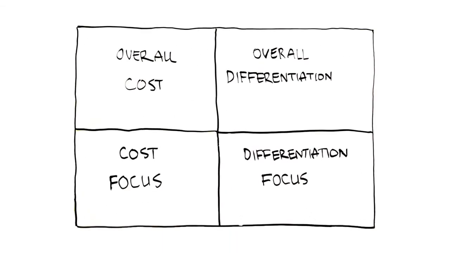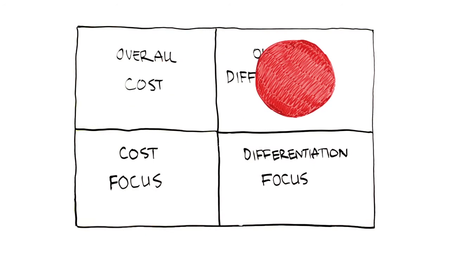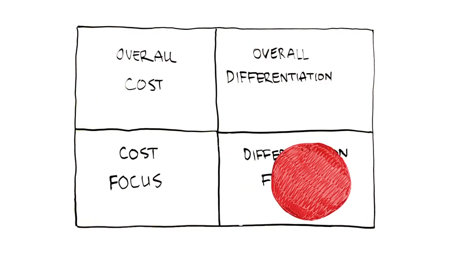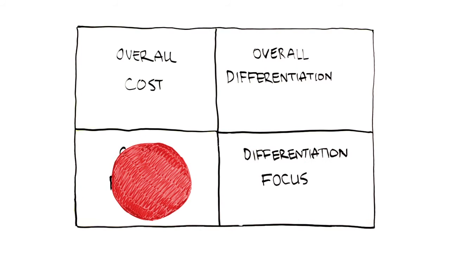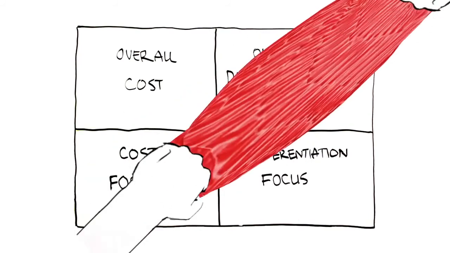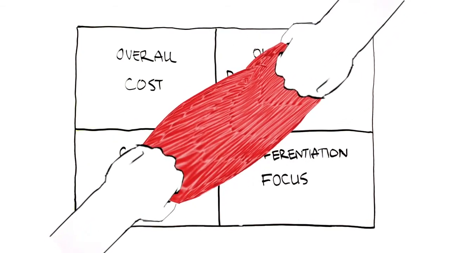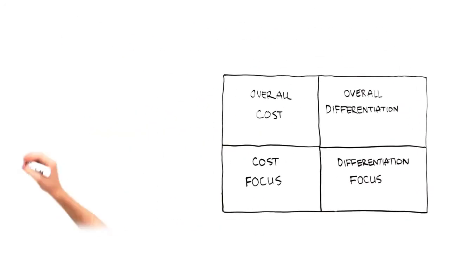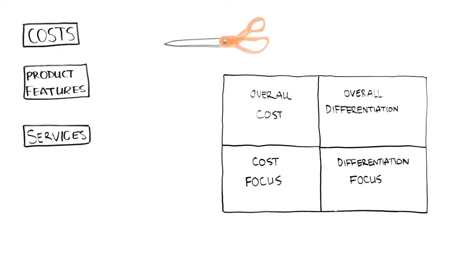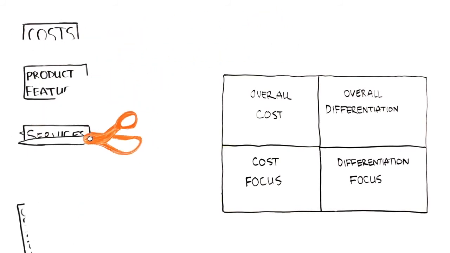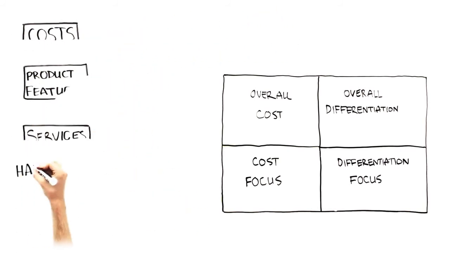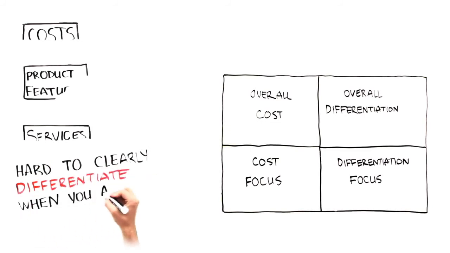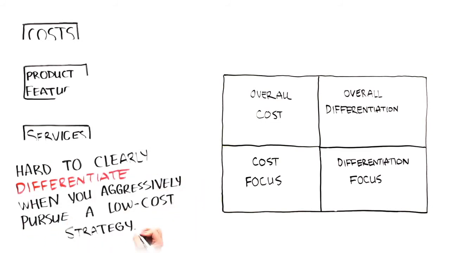So generally, you can select any one of these 4 generic strategies in your efforts to achieve a competitive advantage. It is very difficult, however, to try to do more than one. Companies that try to do more than one frequently get stuck in the middle. You see, when you cut costs aggressively, then you also tend to cut product features and services. Thus, it is very hard to clearly differentiate your product when you are aggressively pursuing a low-cost strategy.